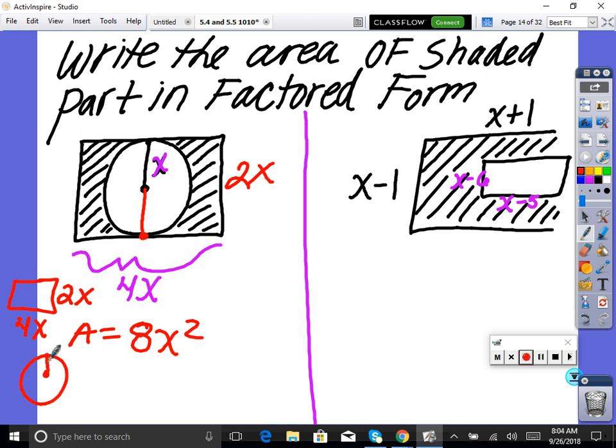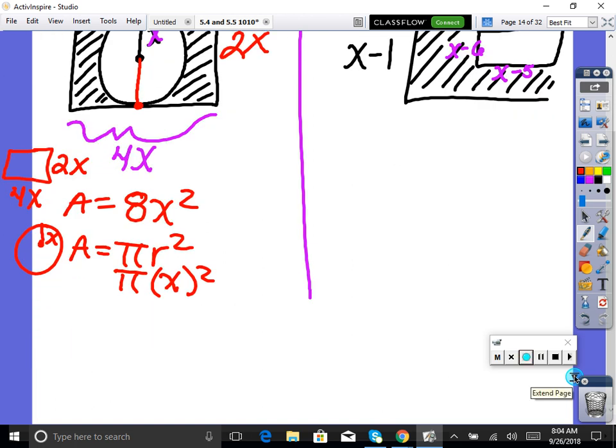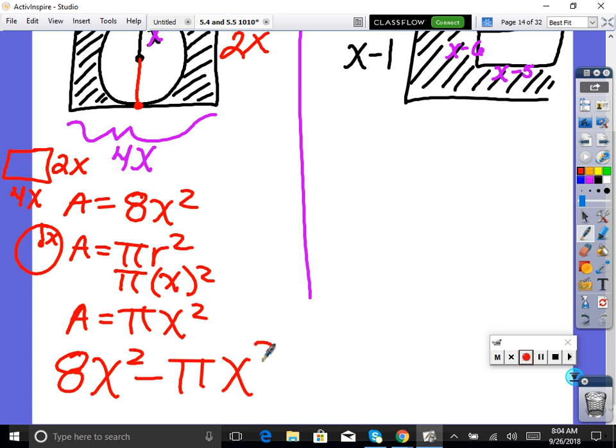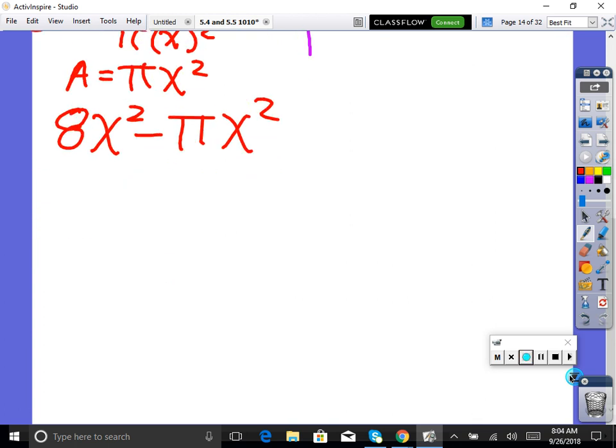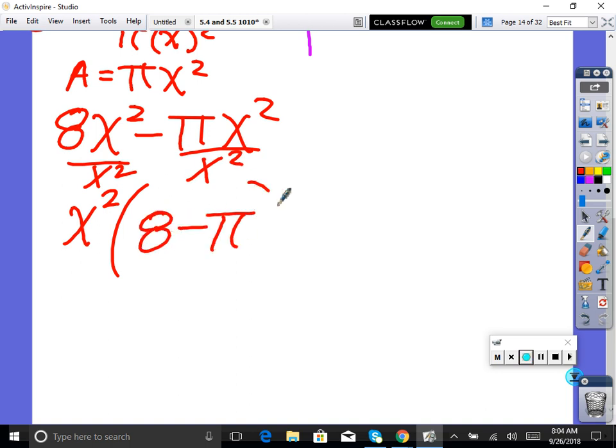Now let's find the area of the circle. Area of a circle is, you have to know without being told, pi r squared. So that'd be pi times, what's our radius? X squared. So isn't that pi x squared? So our area is pi x squared. You said you take the area of the rectangle, 8x squared, and we subtract off pi x squared. Then it says to write it in factored form. That is our answer, but what would we factor out? Pull out x squared. So divide by x squared, which gives 8 minus pi. There's our statement.